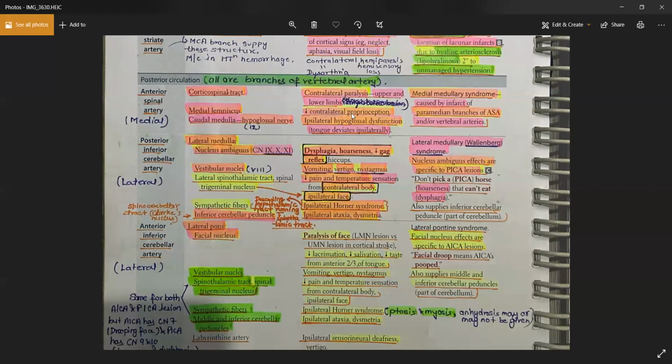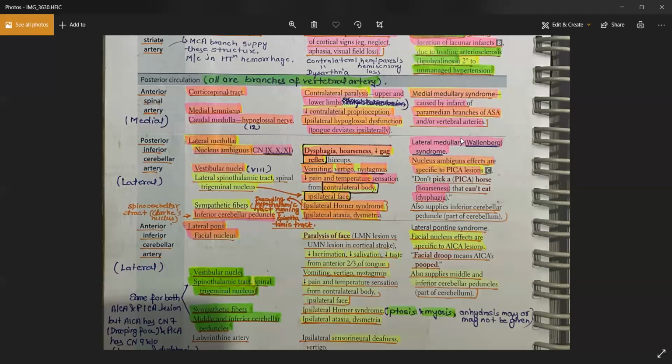You will have a decrease in the proprioception of the contralateral part, and whenever the proprioception is lost, you will have what is known as a positive Romberg sign. You do the Romberg sign for the proprioception. Whenever it is lost, you will have a positive Romberg sign. The hypoglossal nerve gets damaged, and as a result you will have tongue deviation towards the ipsilateral side, that means the side of the lesion. And this is known as the medial medullary syndrome.